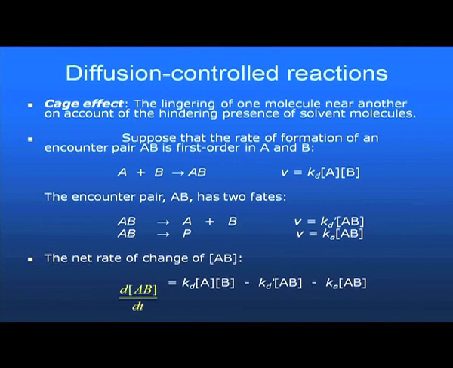Now before that we should consider one thing, the cage effect, that is, the solvent cage. When a molecule or atom or an ion is in solvent phase, then it is surrounded by a cage produced by these solvent molecules. So you have one molecule over here and another molecule over here.